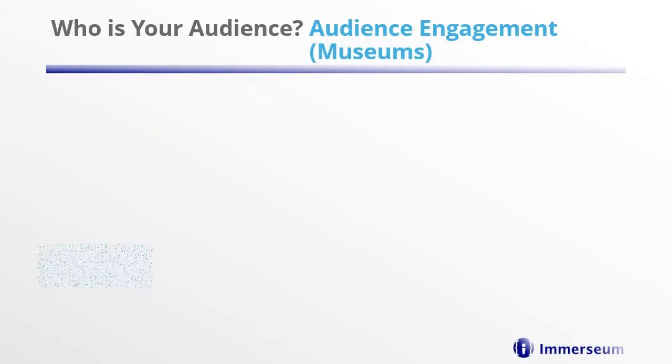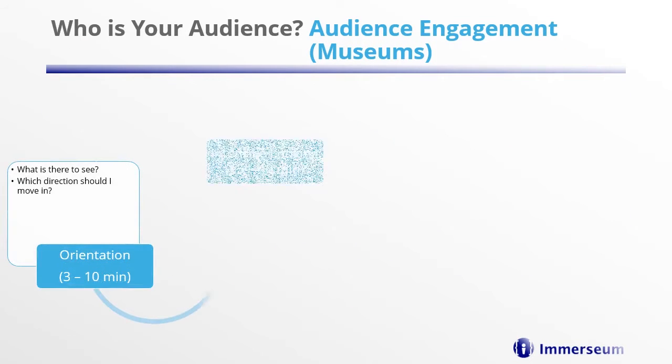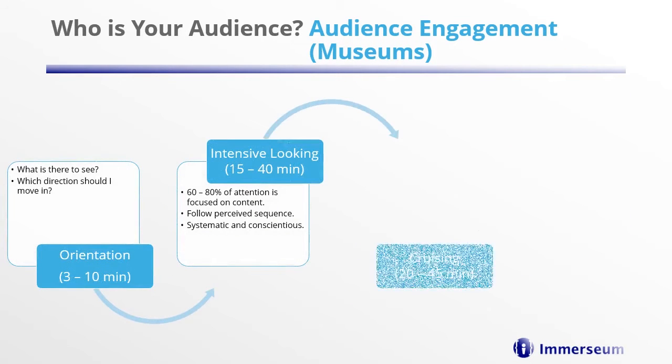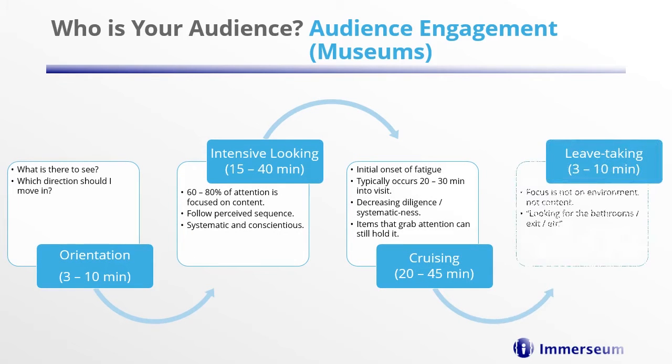Now, all of this kind of translates into what the engagement process is. Now, in museums, you've basically got 4 stages of engagement. The first one is orientation, which typically, statistically, lasts anywhere from 3 to 10 minutes. This is what happens when you first step into a museum, right? You're looking around, trying to figure out what's there, where to go, things like that.